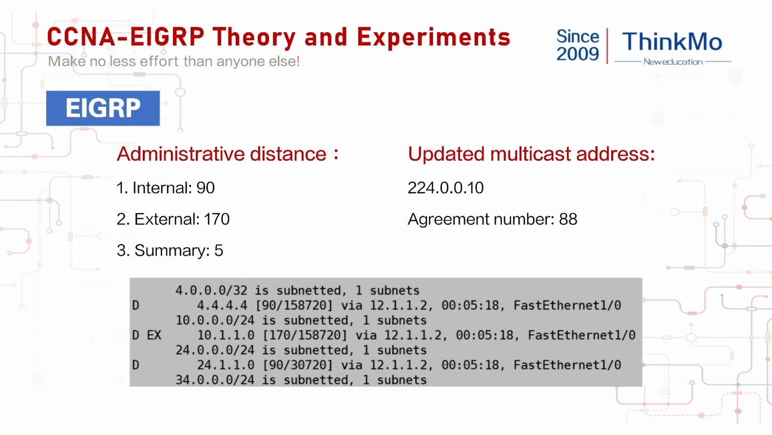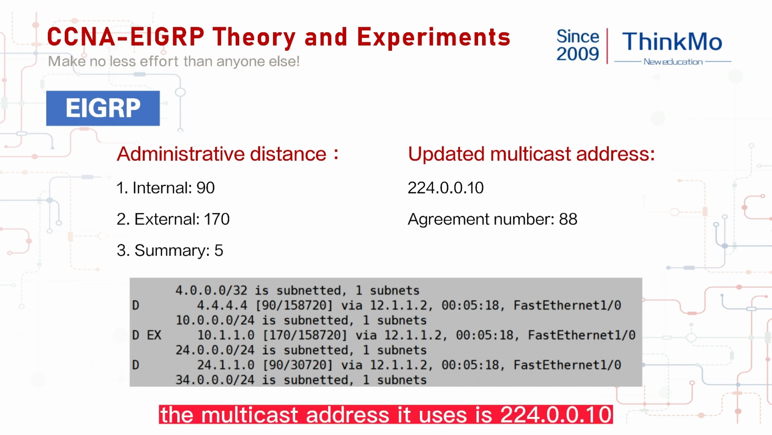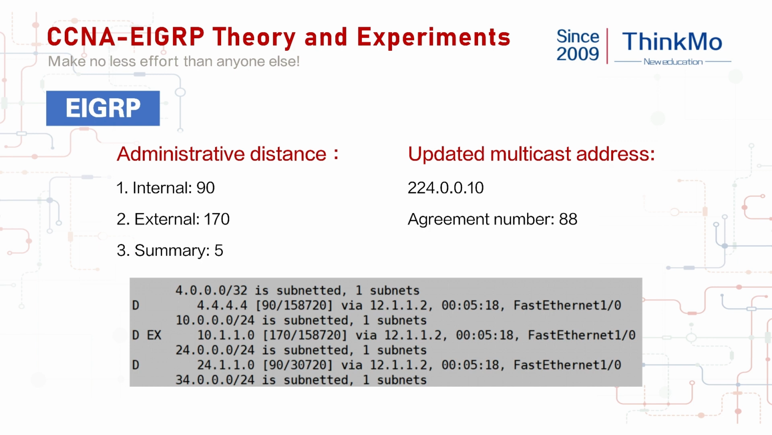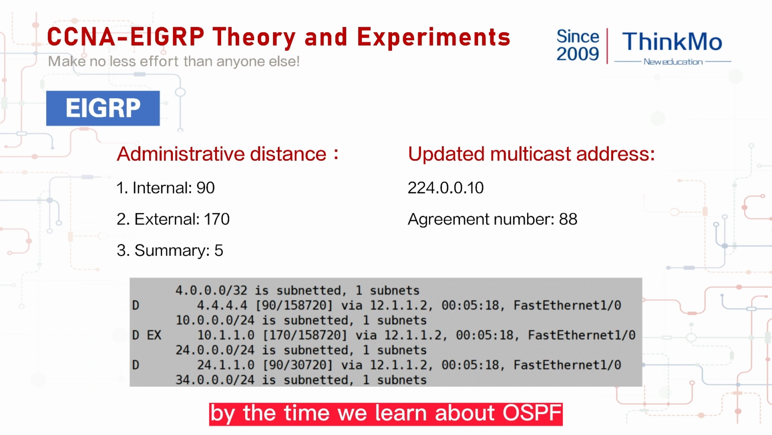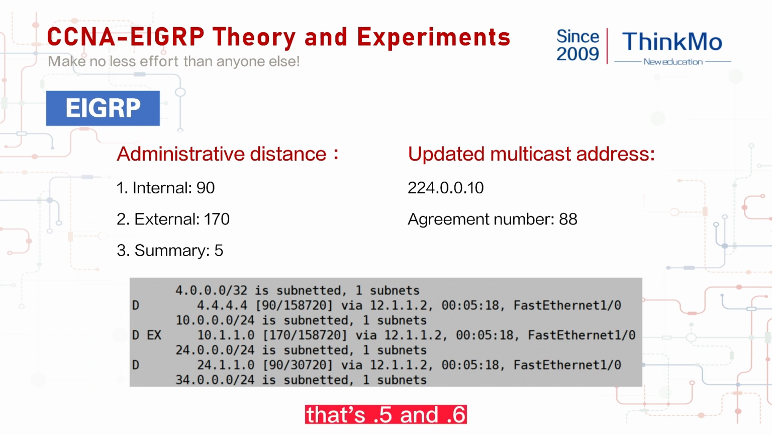Let's move on. Update multicast address. That is, when we use EIGRP, the multicast address it uses is 224.0.0.10. This needs to be remembered. By the time we learn about OSPF, that's 224.0.0.5 and 224.0.0.6. It uses 2. EIGRP uses 1.